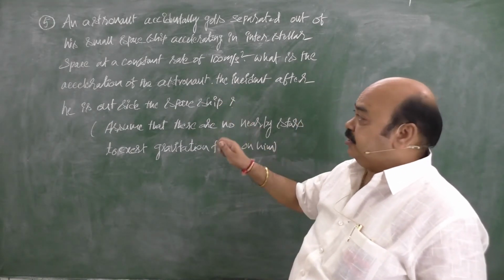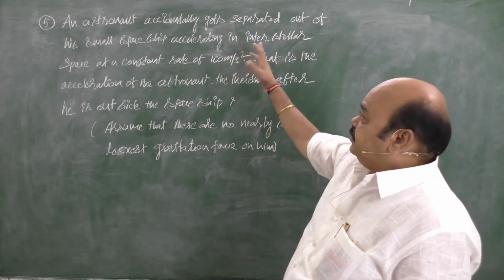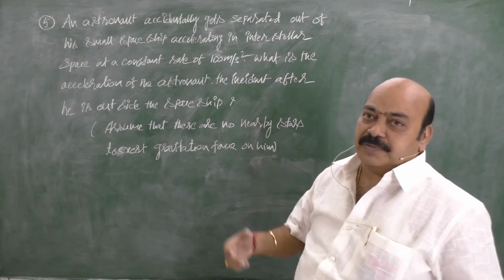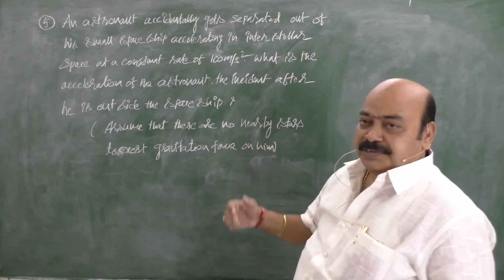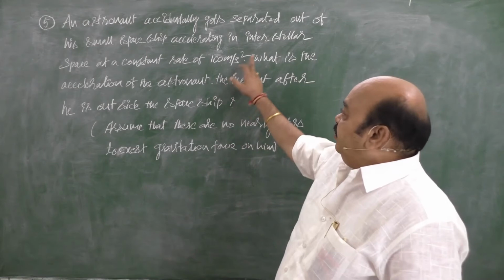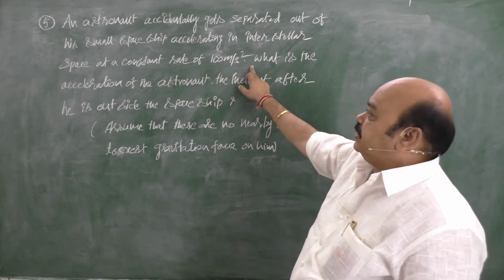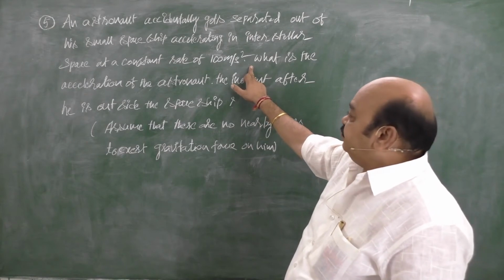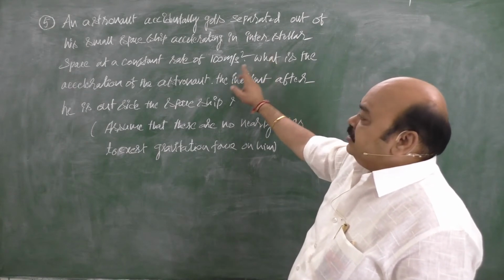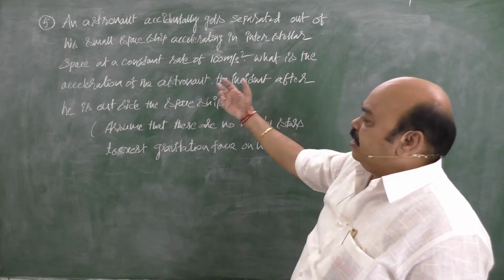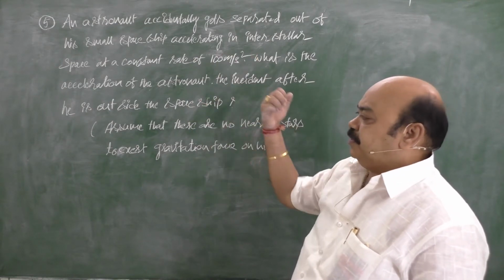An astronaut accidentally gets separated from his spaceship. Where will the astronaut be? In space, whereas he was accelerating at a rate of 100 meter per second square before he bailed off. Now, what is the acceleration of the astronaut the instant after he is outside the spaceship?